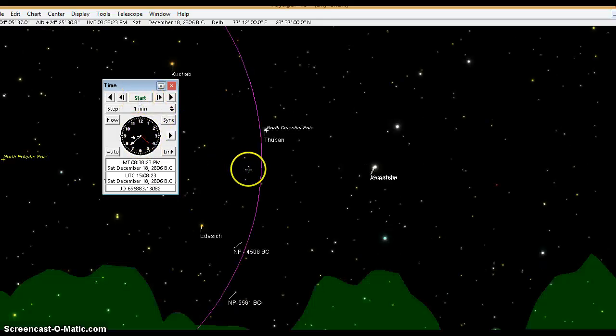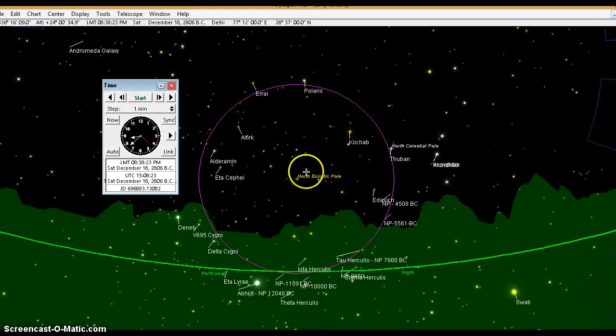Alright, now if we look at this whole circle and we go back in time, you'll find this point of North Celestial Pole will continue to move in this direction. By the time we go back to 12,000 BCE, we would find Abhijit or Vega would have been considered a North Pole star. Then further in time it might be Danube at some point, and so on.